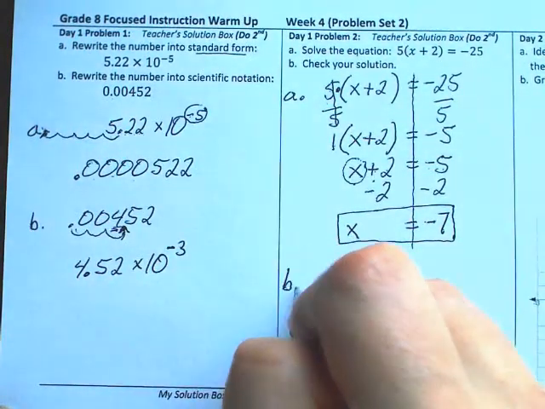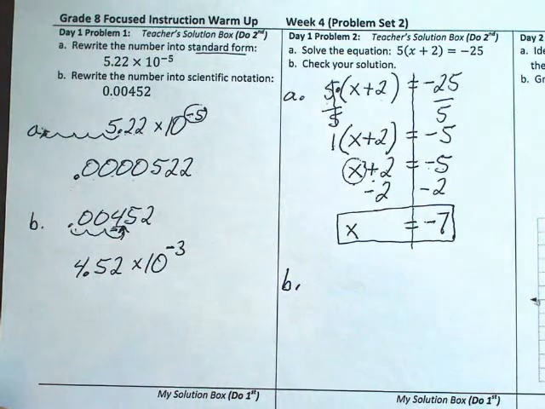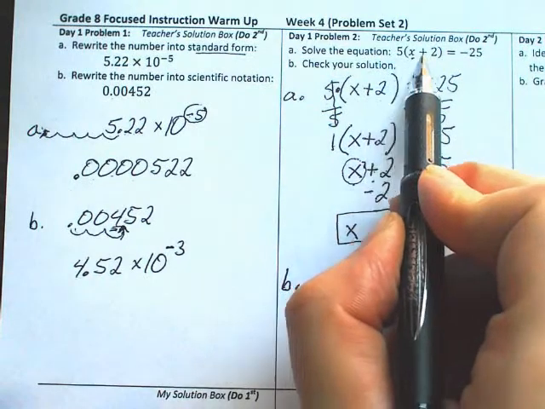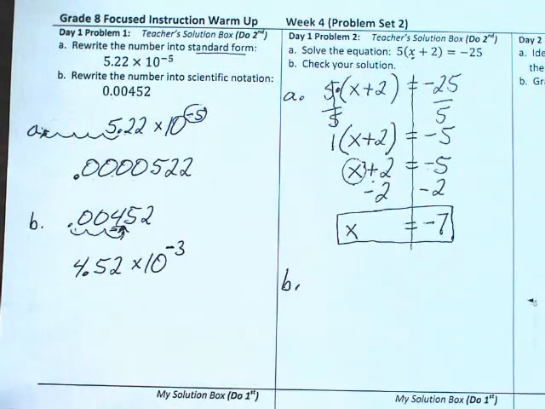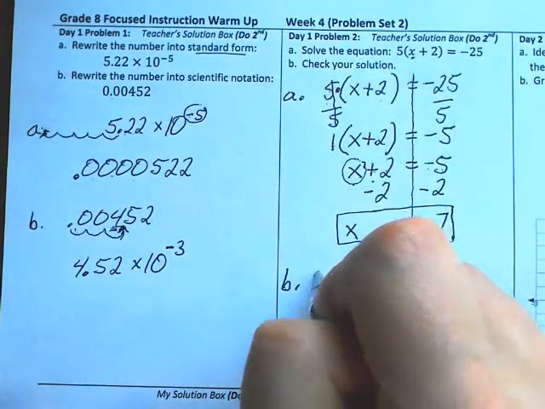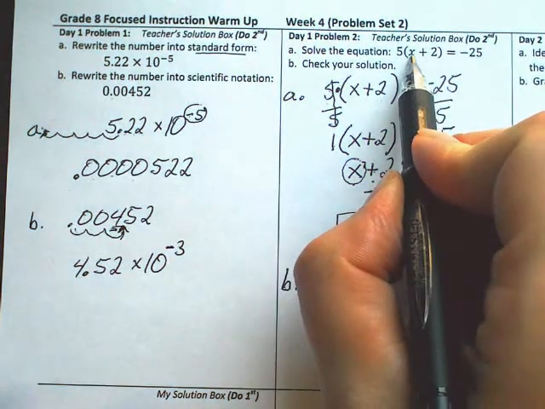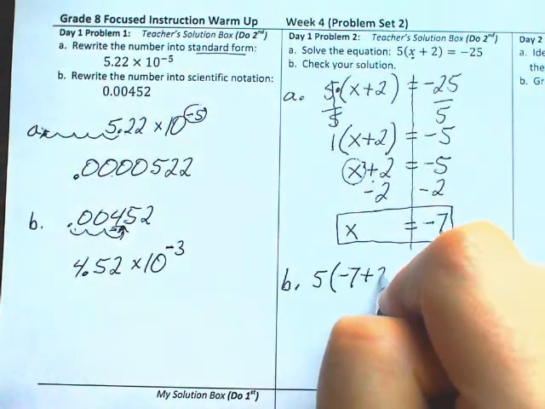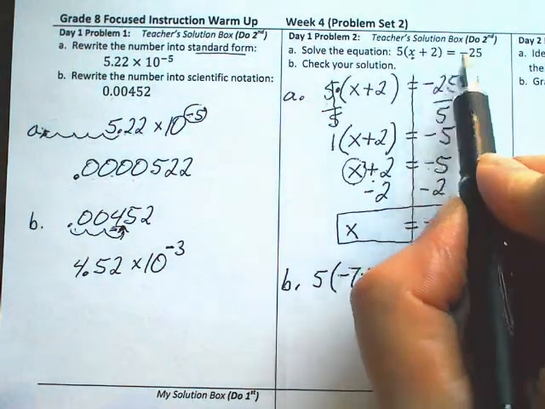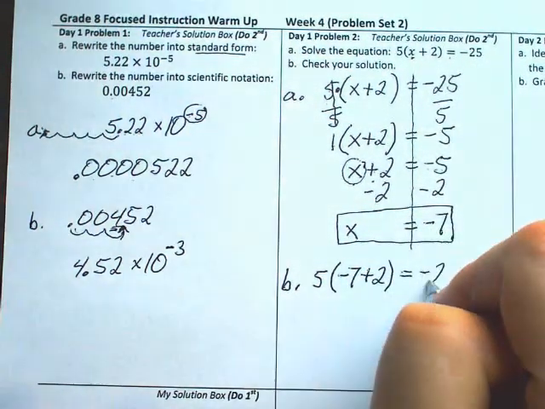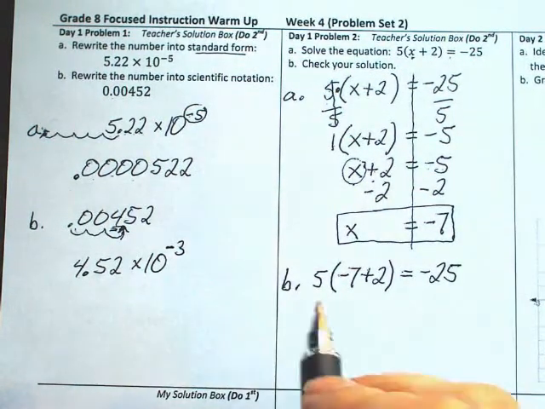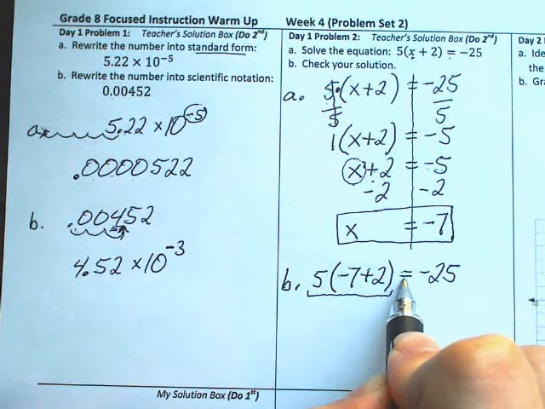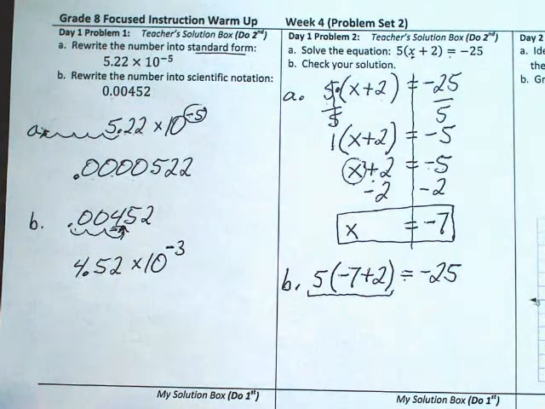Now in part B, we're going to check whether that value is the correct number to use for the letter x. And so let's rewrite this original equation, and where the letter x is, substitute negative 7. So 5 parentheses, now fill in negative 7, and then add 2, close the parentheses, equals negative 25. And the question is, does this expression that is to the left side of the equal symbol really equal negative 25? Let's find out if it does.